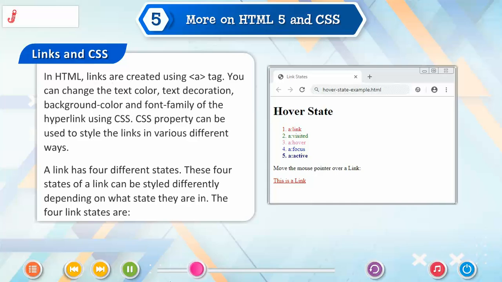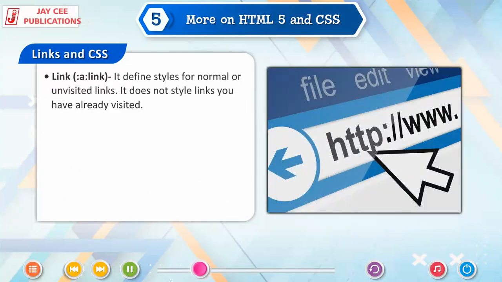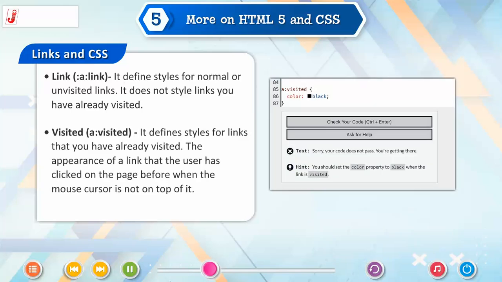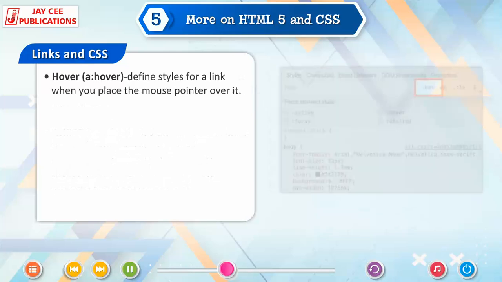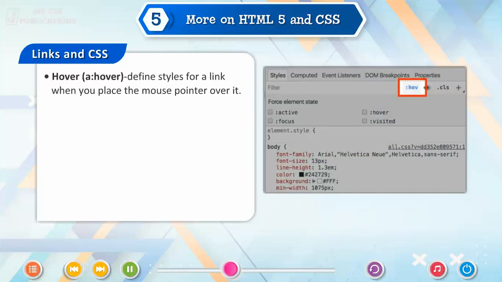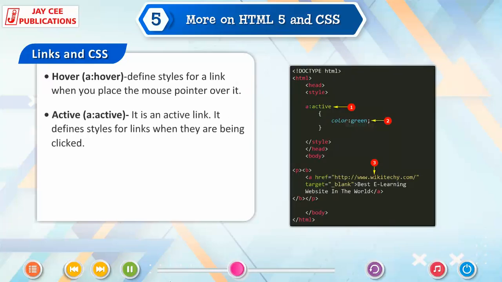The 4 link states are link, a:link. It defines styles for normal or unvisited links. It does not style links you have already visited. Visited, a:visited. It defines styles for links that you have already visited, the appearance of a link that the user has clicked on the page before when the mouse cursor is not on top of it. Hover, a:hover. Define styles for a link when you place the mouse pointer over it. Active, a:active. It is an active link. It defines styles for links when they are being clicked.